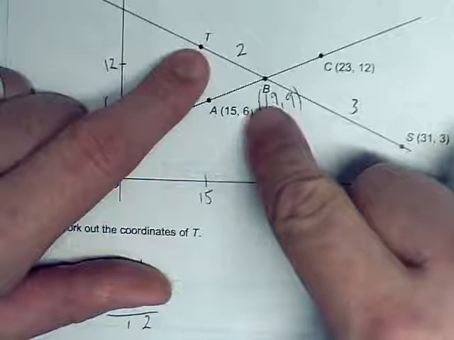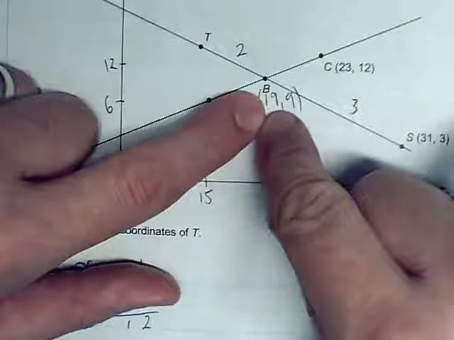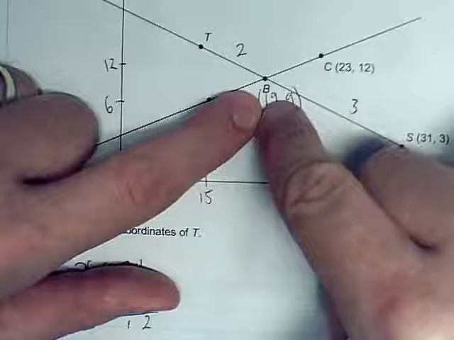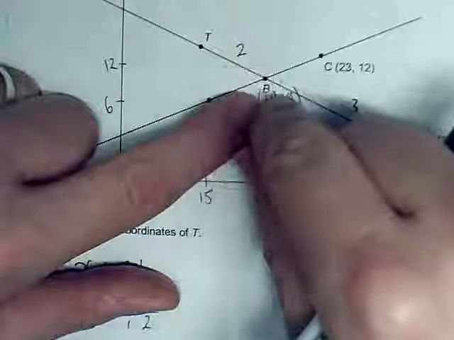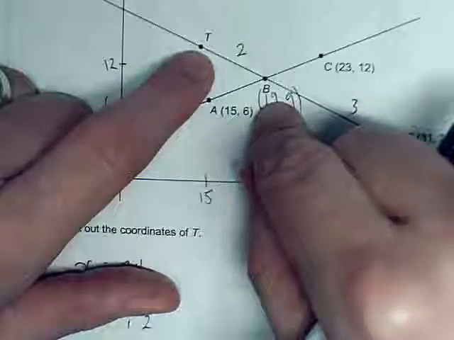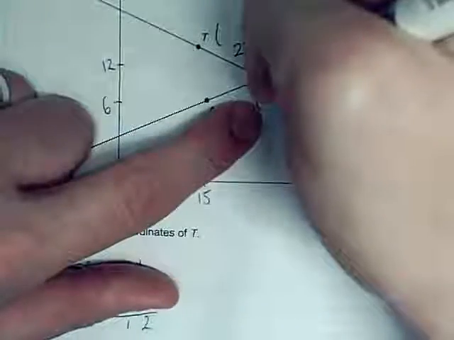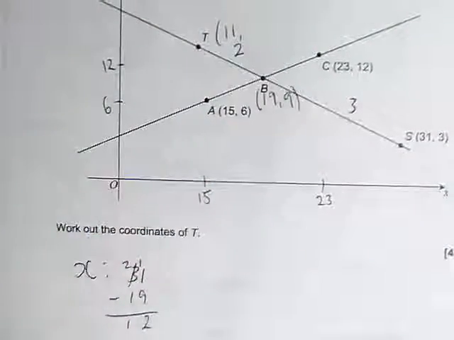The x coordinate is going to be 8 units away from 19. Apply some logic. We started at 31. We then went to 19. So we're going down. We go higher up still. The x is going to go down by 8 units. So 19 minus 8 is 11.